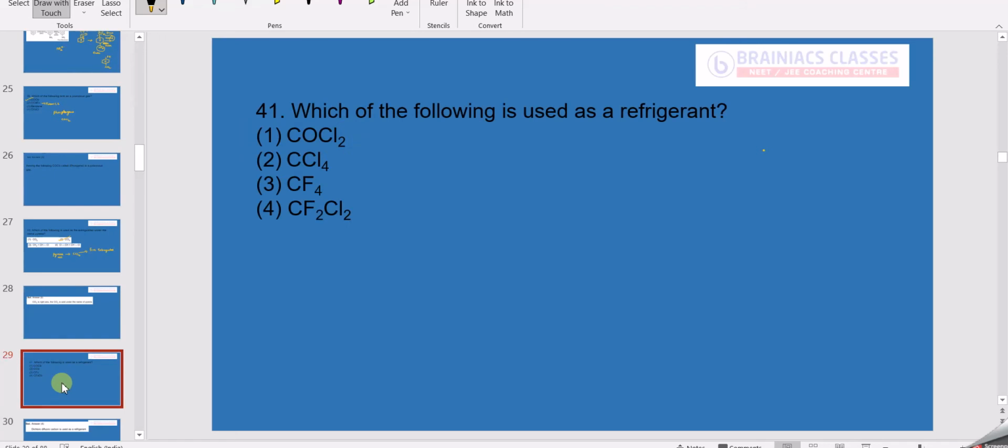Last question for the day. Which of the following is used as a refrigerant? Can you tell me? We know chlorofluorocarbons, CFCs, are mainly used as refrigerants. So here, chlorine and fluorine are present only in this compound. So this should be my chlorofluorocarbon. So option 4 is the correct answer. Is this clear for everyone? Hello?